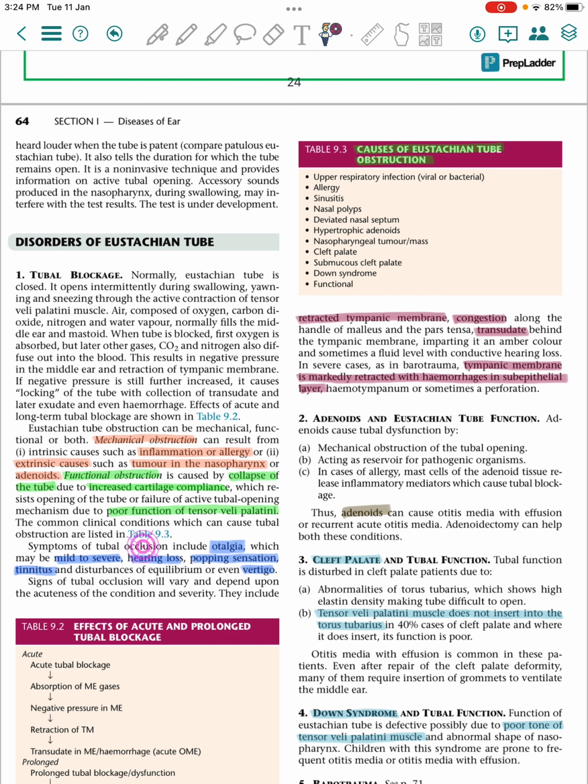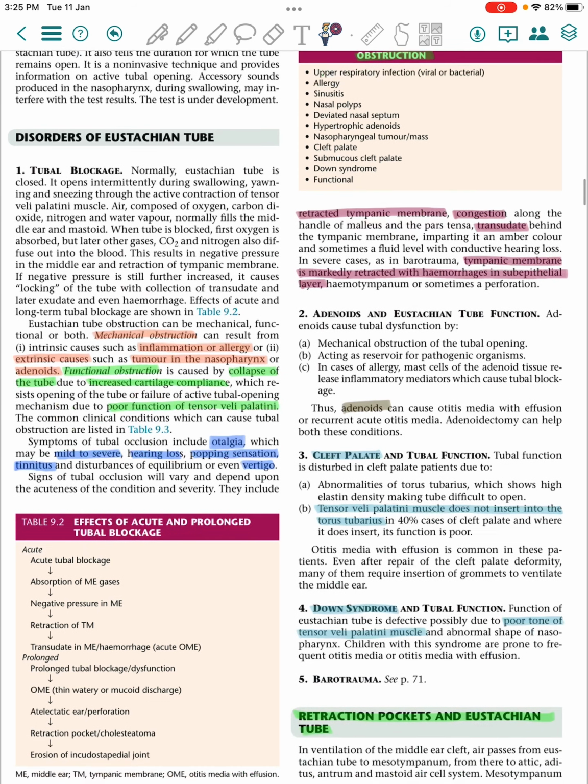The symptoms of tubal occlusion may be otalgia, hearing loss, popping sensation, tinnitus, and even vertigo can be there. The signs that can be seen include a retracted tympanic membrane, as we saw in the negative tests, congestion in the handle of malleus, and persistent effusion behind the tympanic membrane. You can see the tympanic membrane is markedly retracted with hemorrhages in the superficial layer.